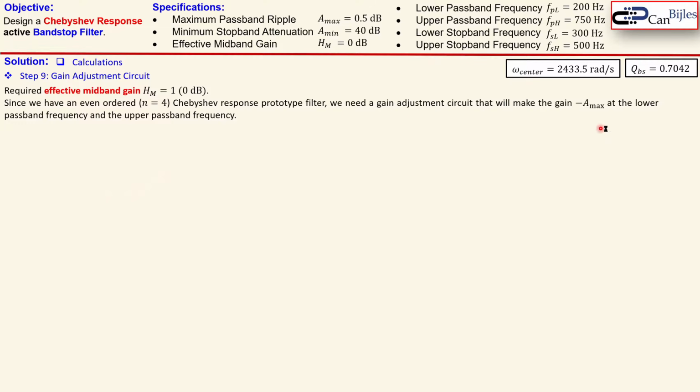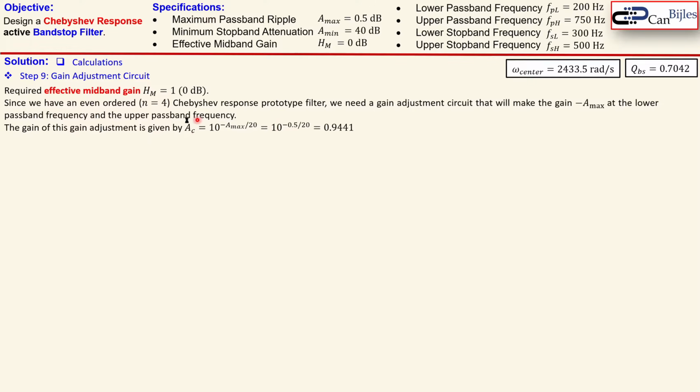So that needs to be adjusted in order to get that. That is always the case for an even ordered prototype filter. So if you have N is 2 or 6, 8, it doesn't matter. If you have an even order, you need to do this. The gain of this gain adjustment is then given by this expression, which is 10 to the power of minus A max over 20.